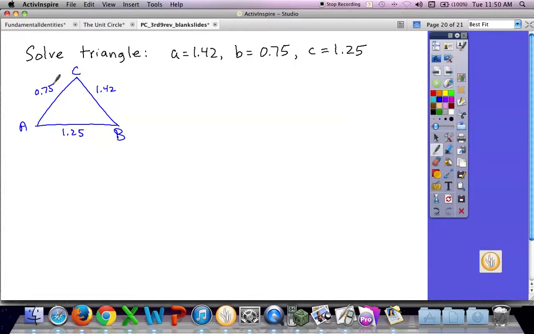So which one of our laws can we use for that? Side, side, side is a law of cosines, right? And you had two versions of the law of cosines. We need the one that solves for an angle. And we have three angles that we can go for. Normally, we would go for the biggest angle. The biggest angle should be across from the biggest side, so that would be A.